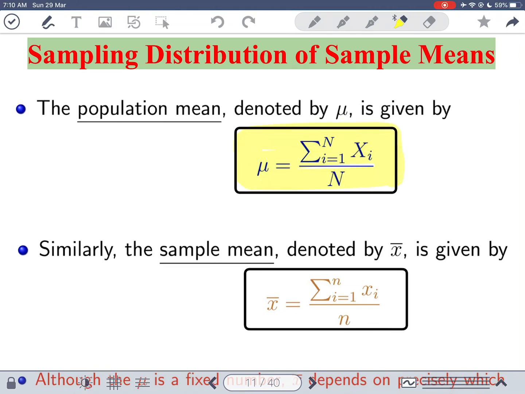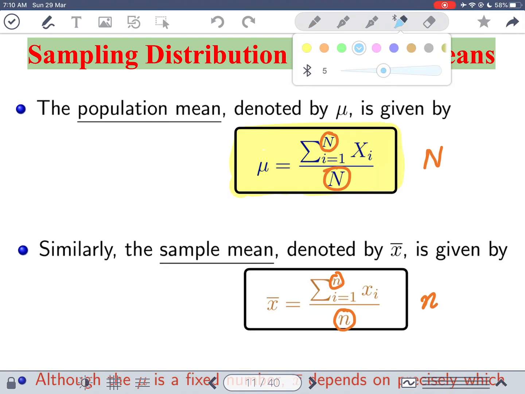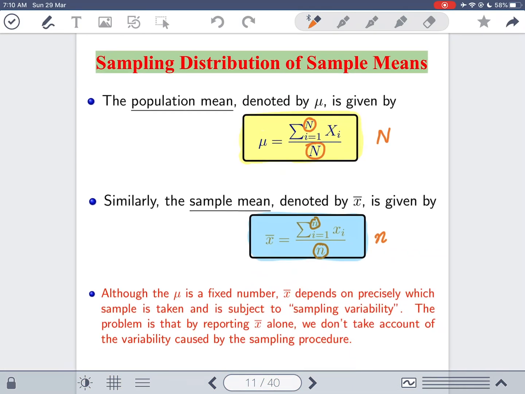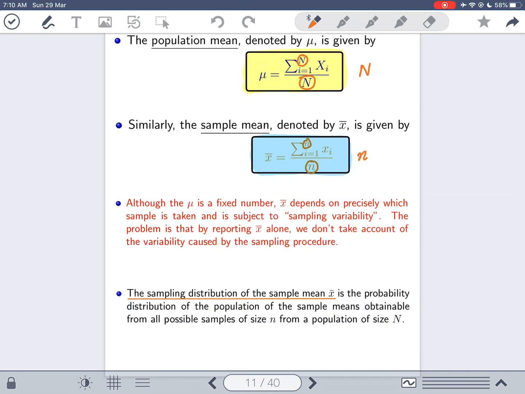Mu is calculated by adding all the data values in the population, and the population size is big N. Usually we write big letters for population and small letters for sample. So remember, this is mu, and the one here is X bar, which is the sample mean. Okay, and so let's see the probability.